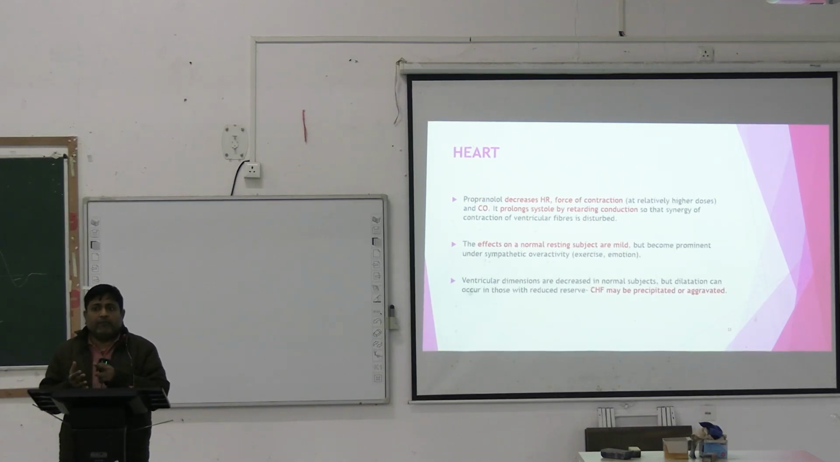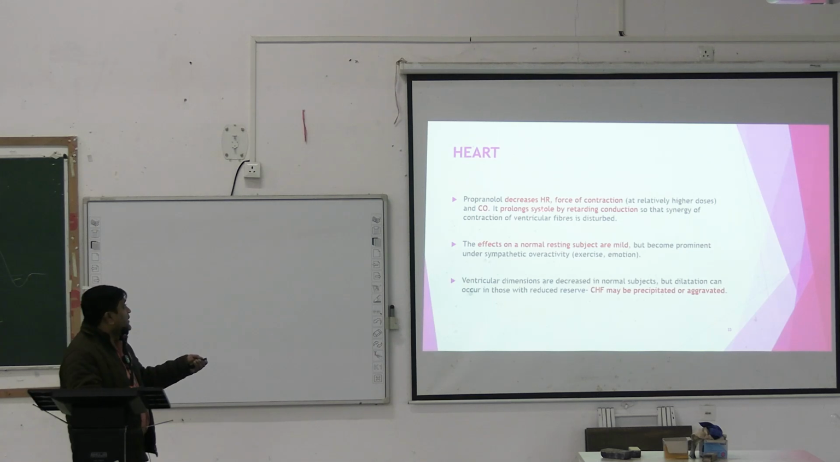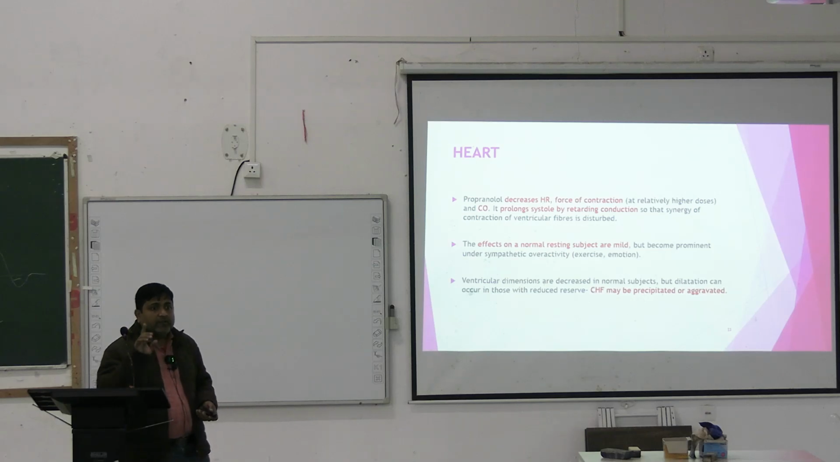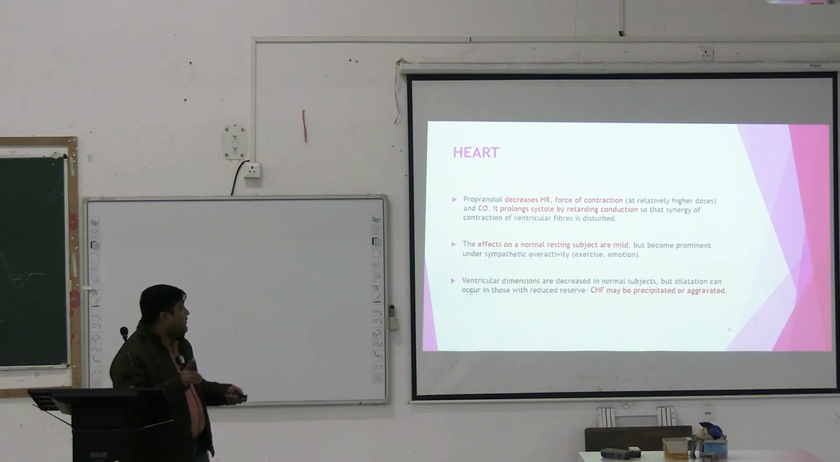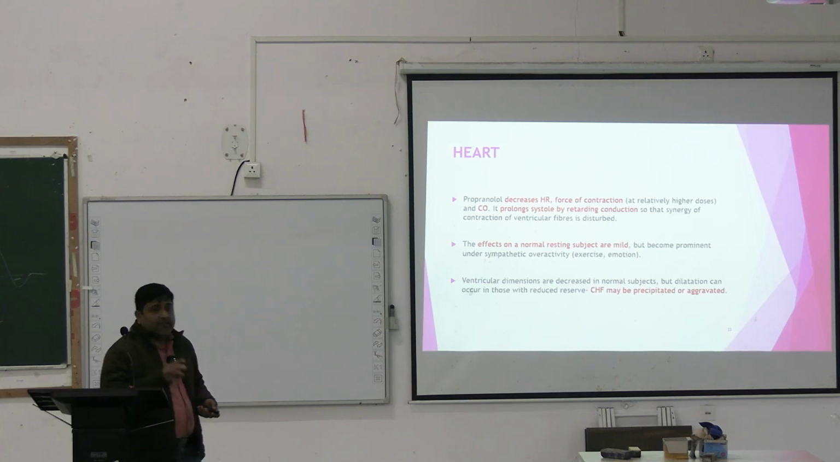If heart rate and force of contraction decrease, what will happen? Cardiac output will decrease. If cardiac output decreases, what will happen? Systolic blood pressure will fall. So it decreases heart rate and force of contraction, but the effect is mild in a normal resting subject. The effect is more prominent in a patient having sympathetic overactivity, like exercise, emotion.